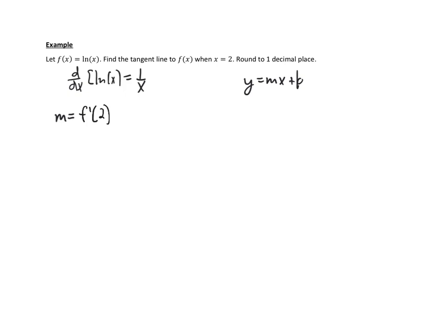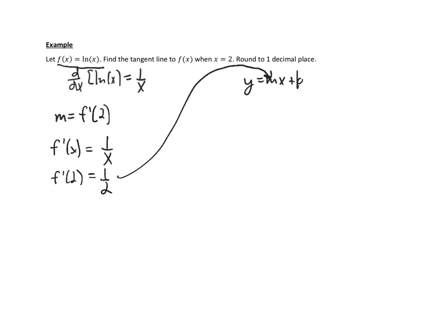To find f prime of 2, we first need f prime of just x in general. Well, if f of x is the natural log of x, then f prime of x equals 1 over x. So f prime of 2 equals 1/2. That is really our m value, our slope value. So y equals 1/2 x plus b.